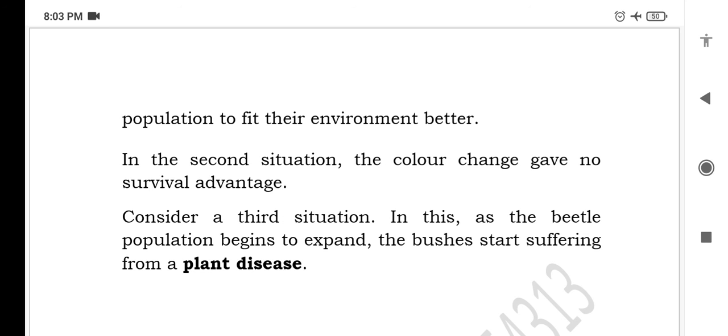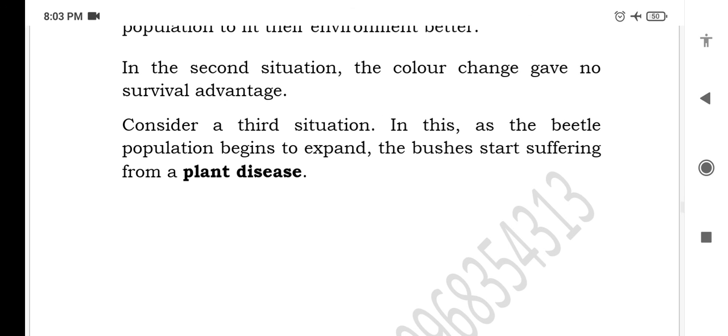In the second situation, the color change gave no survival advantage. Consider a third situation. In this, as the beetle population begins to expand, the bushes start suffering from a plant disease.